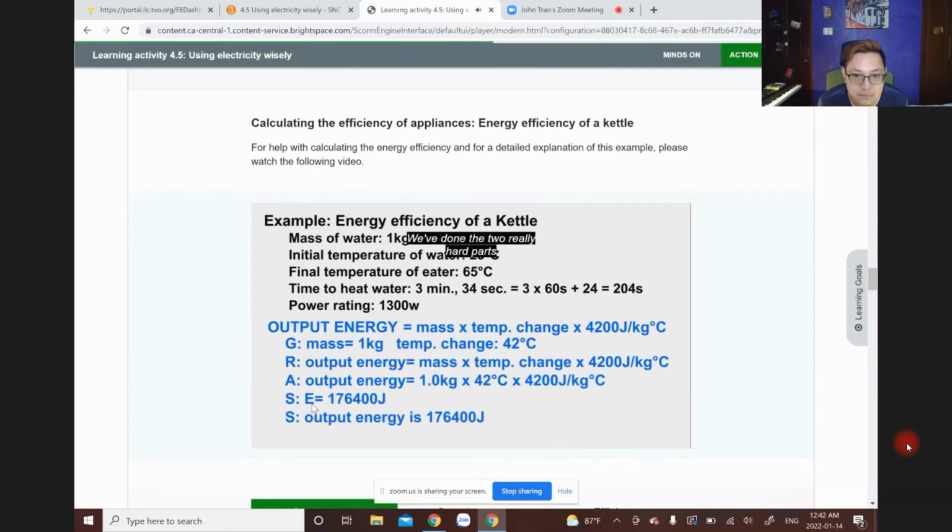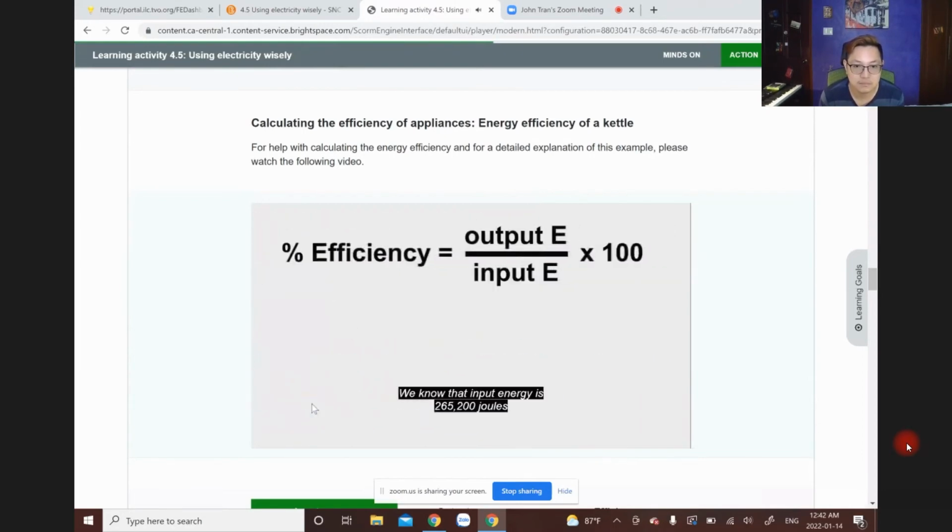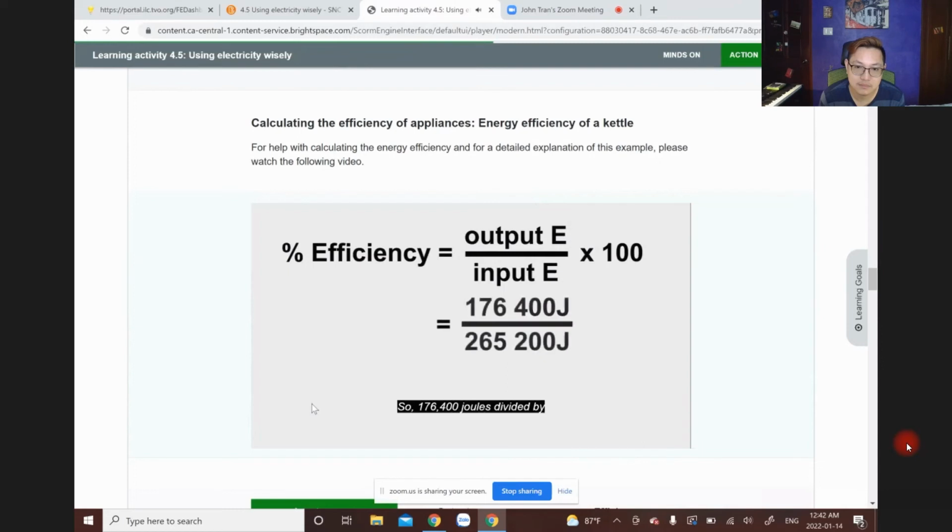Now we can calculate the percent efficiency. We've done the two really hard parts, so let's finish this question. We know that input energy is 265,200 joules and output energy is 176,400 joules. We are required to find percent efficiency, which is equal to output energy divided by input energy times 100. So, 176,400 joules divided by 265,200 joules times 100 equals 66.5%.